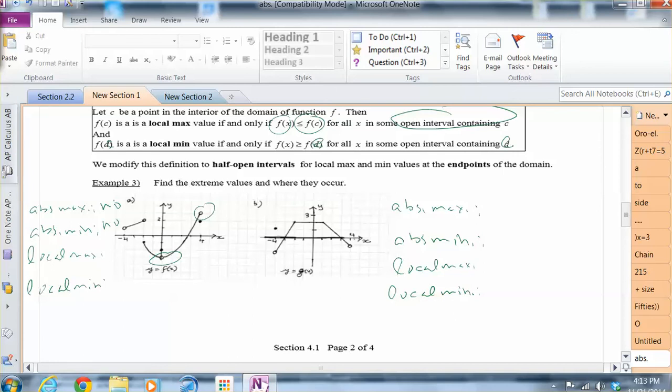But let's talk about local max and local min for part A. So interestingly, we see that there's a dot right here and a dot right there. Now if I contain an open interval, say like that, and that could be from say -1 to 1 for x, we see that the dot right here is definitely going to be the highest point. So we would say that we have a local max of -2 at x equals 0.